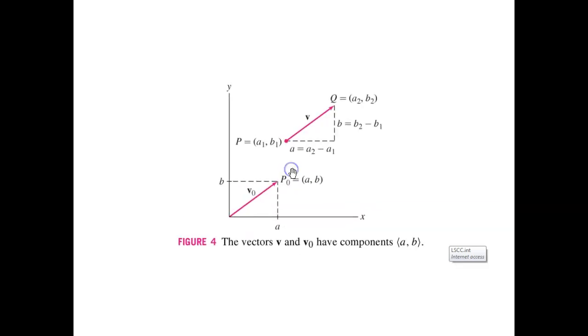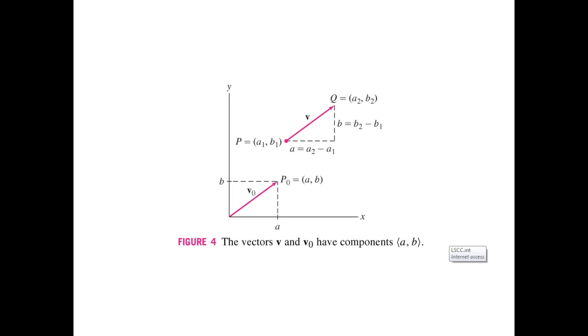This is the figure that illustrates what I was just talking about. This is the initial point, or what did they call it? Base point P, A1, B1, terminal point Q, A2, B2. Then the x component of this vector would be A2 minus A1, which we're going to call A now, and the other component would be B2 minus B1, and that we'll call B now.